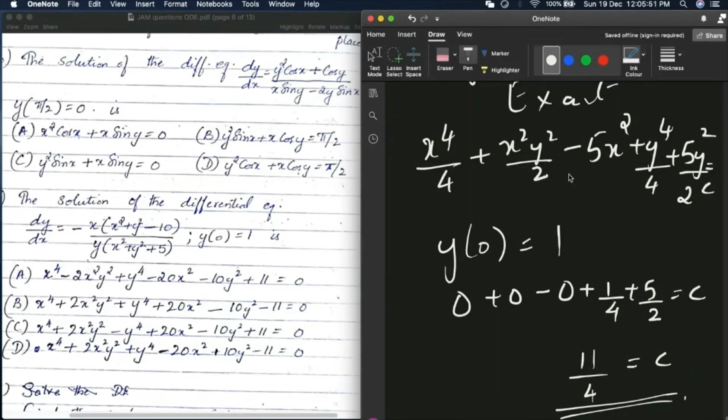X raised to 4, yes. 2x square y square plus y raised to 4. This is all plus or minus difference only. You have to be very careful. Minus less. D is the correct answer.